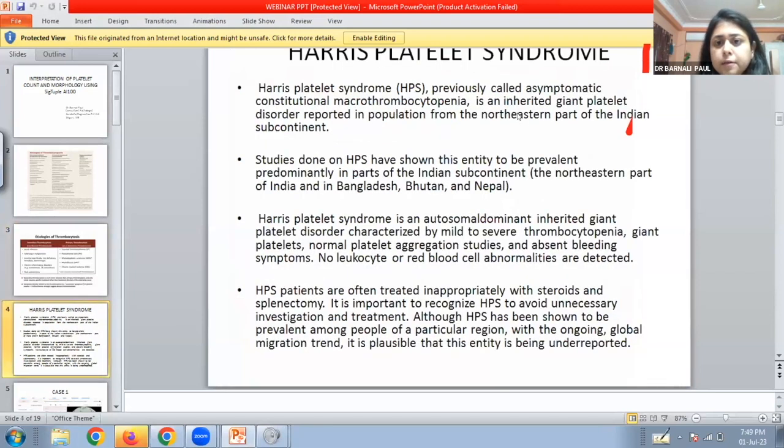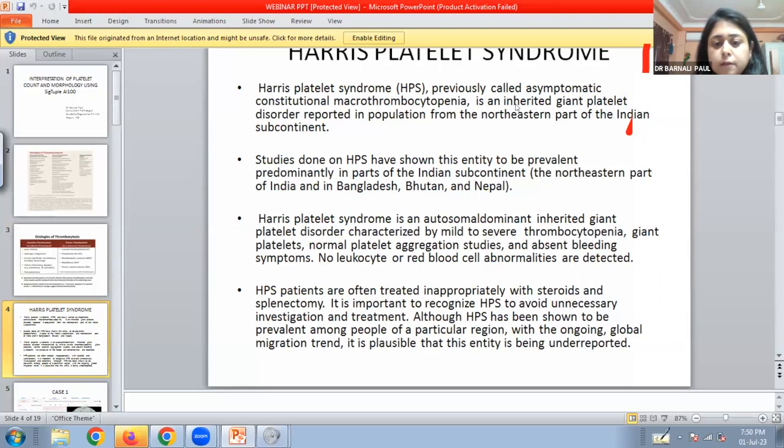Now I will be discussing a bit about Harris platelet syndrome. This is a syndrome which is commonly seen, as already told by Dr. Sarita, in the northeastern part of the Indian subcontinent and also in neighboring countries like Bangladesh, Bhutan, and Nepal. What was seen in the population from this part of the country was thrombocytopenia along with giant platelets.